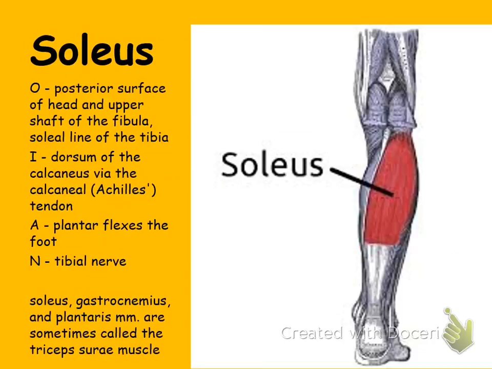Soleus muscle is underneath of it. It helps also with one of these, as part of these leg muscles. They form the triceps surae muscle, they call it. Originates on the posterior surface of the head of the upper shaft of the fibula and inserts on the dorsum of the calcaneus by way of the Achilles tendon.